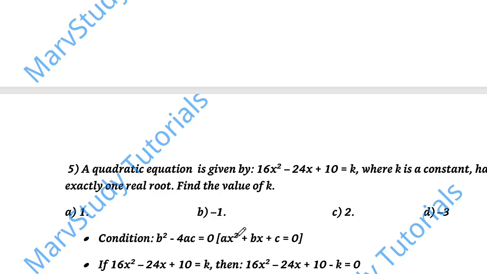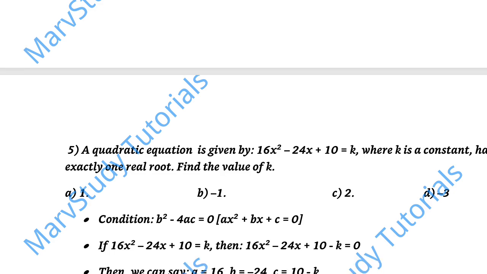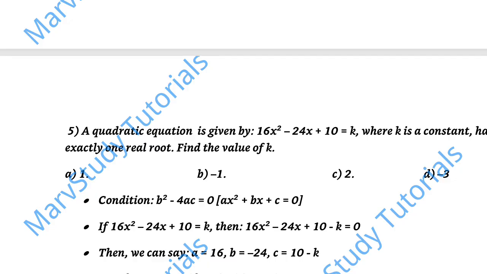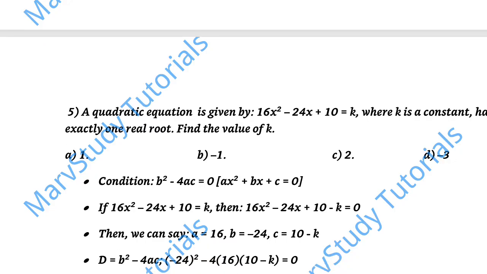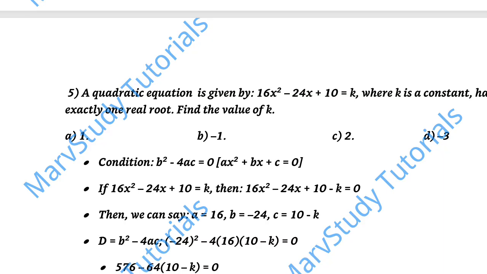So in this case, we could say that a is equal to 16, b is equal to negative 24, and c is equal to 10 minus k. And substituting in b squared minus 4ac, remember b is negative 24. Negative 24 squared minus 4 times 16 times c, which is 10 minus k, right? So negative 24 all squared, remember that negative times negative is positive. So negative 24 squared is positive 576.